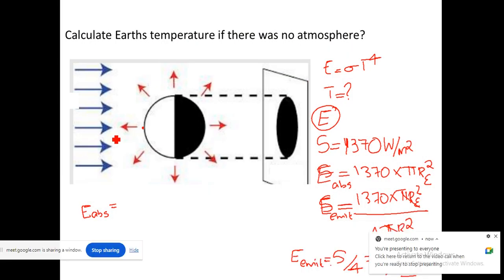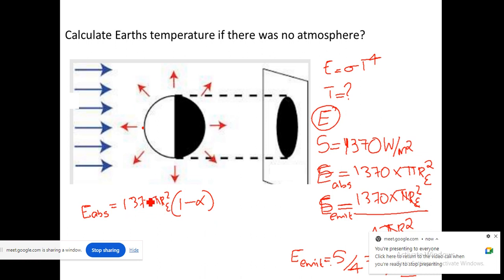So we have E absorption as 1370 into pi r e square, right? So from this we have to account for albedo also. So into 1 minus alpha.